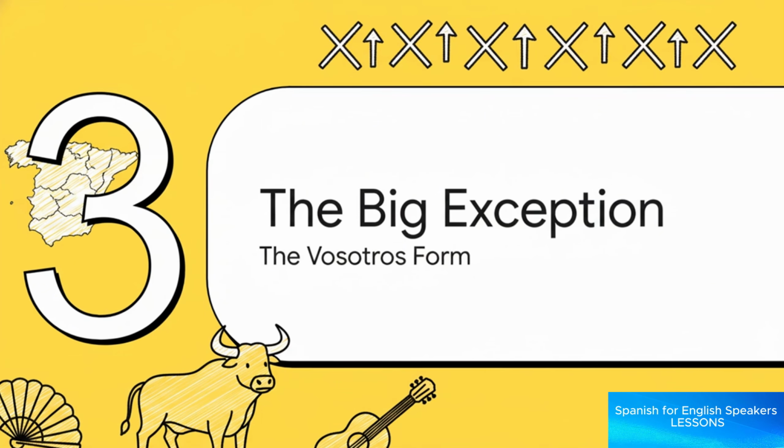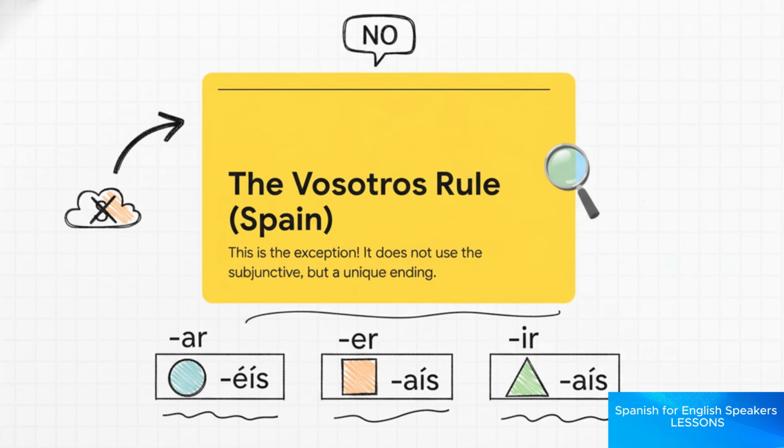So at this point, it seems like our golden rule is unstoppable, right? Well, like with any language, there's always one little oddball. And in this case, that oddball is the vosotros form. And remember, this is the one you'll mostly hear in Spain. Okay, now here's the twist. The negative vosotros command technically still follows our golden rule. It uses the present subjunctive.